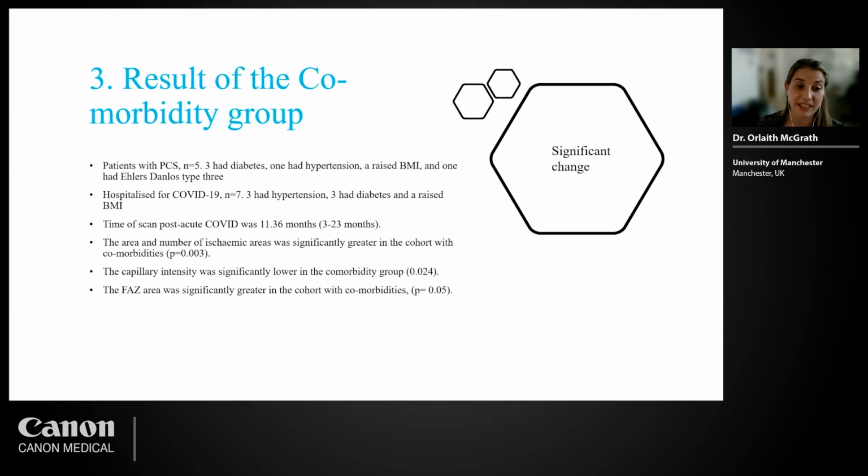And in this group, we did find significant change. The number of ischemic areas was significantly greater. The capillary intensity was significantly lower than the control group, and the foveolar vascular zone area was significantly greater in the cohort with comorbidities. As we lack data or retinal imaging of these participants prior to their contracting COVID-19, the retinal damage may or may not have been present before. It is known that comorbidities such as diabetes and hypertension could lead to a more grievous COVID-19 disease, which could in turn lead to retinal microvascular damage, but obviously it could be caused by the comorbidity as well.